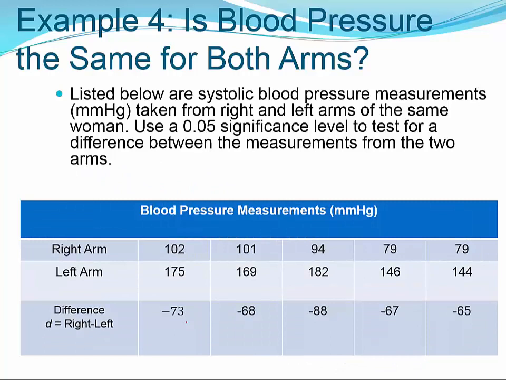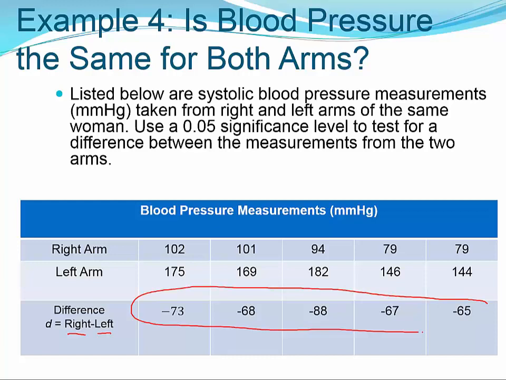So we have the right arm measurement, the left arm measurement, and we have to subtract those values to find the differences. So we're taking right, take away left, straight down and getting that, and that is going to be typed in our calculators to find d-bar and standard deviation.